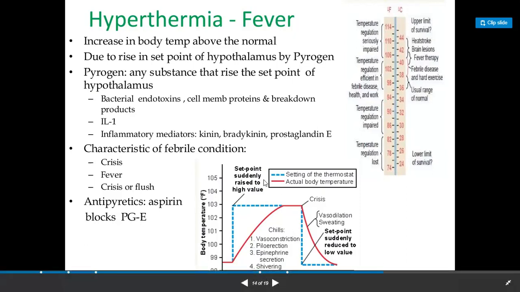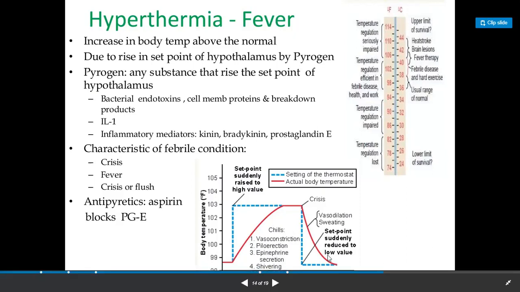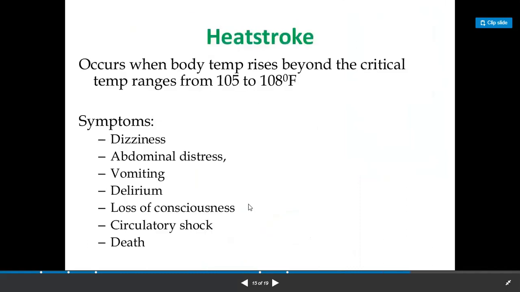So this picture here is simply showing you the set point, what happens when you are cold: vasoconstriction, piloerection, epinephrine secretion, and shivering. All of these help you to increase your body temperature to the set point, okay? And then this is vasodilation and sweating, which help to decrease the temperature and bring it down to a low value again. So everything I explained, this is just a graph showing it.